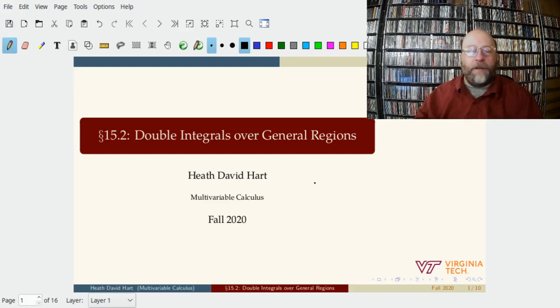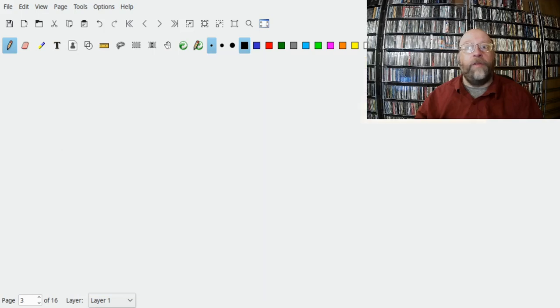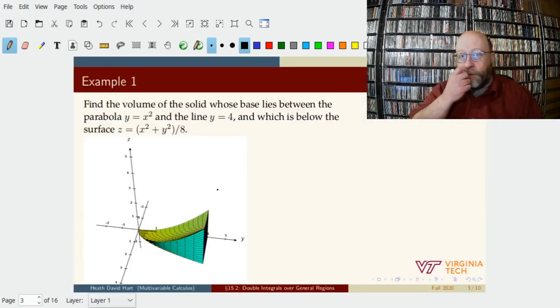Example 1 is going to start us out with just an ugly region. Let's go ahead and get started with that one. All right. Not all the volumes we want to calculate have rectangular bases. In this section, we want to compute double integrals over more oddly shaped regions, like this one here.